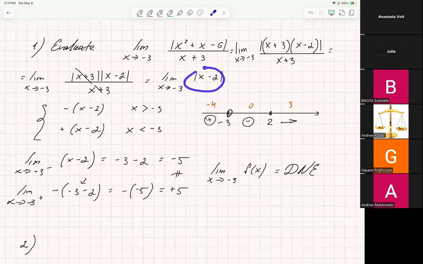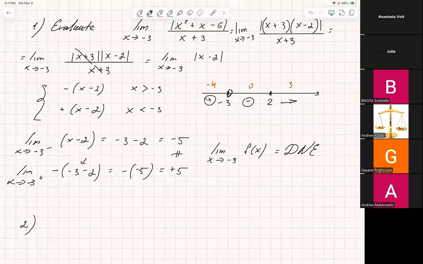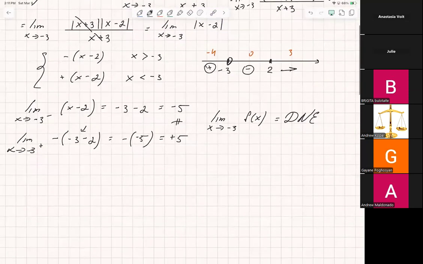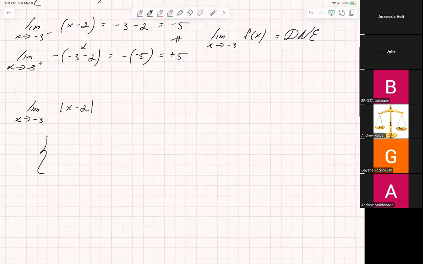If we take this one and go to this as a limit as x approaches -3. Let me see. Let's redo that one with just the limit as x approaches -3 of x minus 2. If we separate it into negative x minus 2 and positive x minus 2, we still have the critical values of -3 and +2.